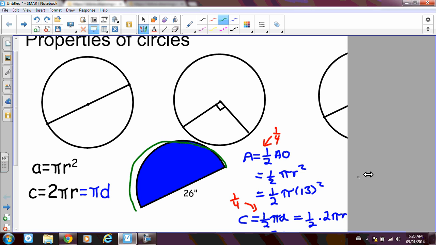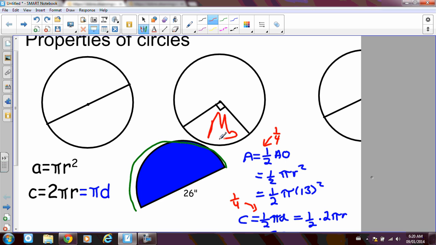Let's move this out of the way. If I was asking you to deal with this area in here, and we see that it's 90 degrees, so we know that that is 1/4 of a circle.